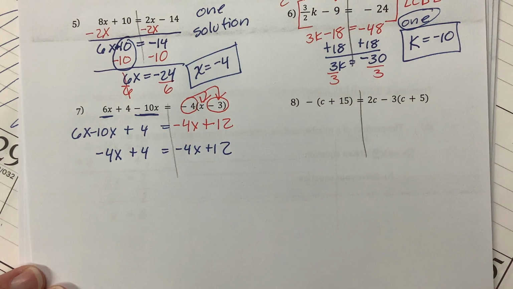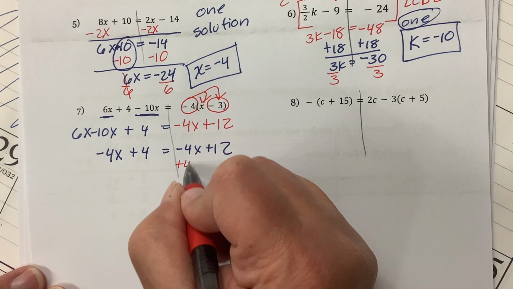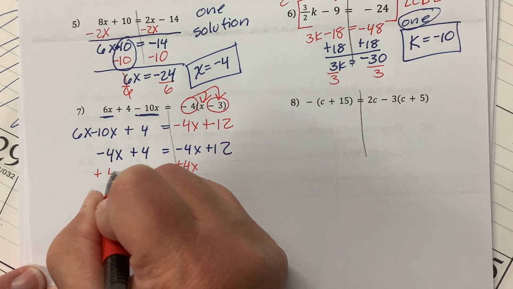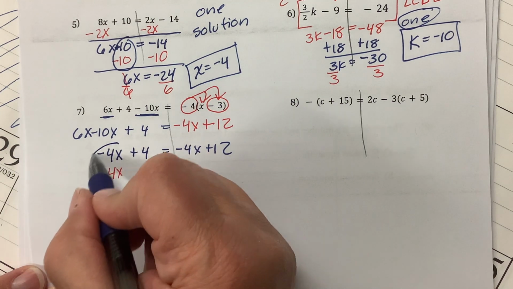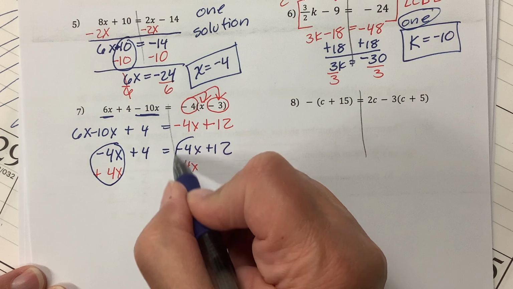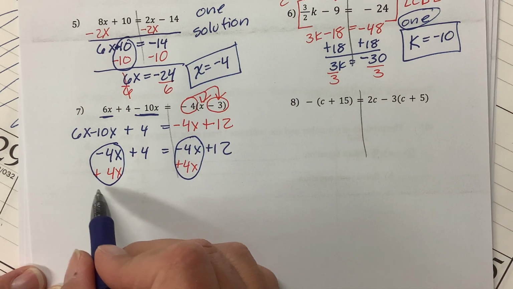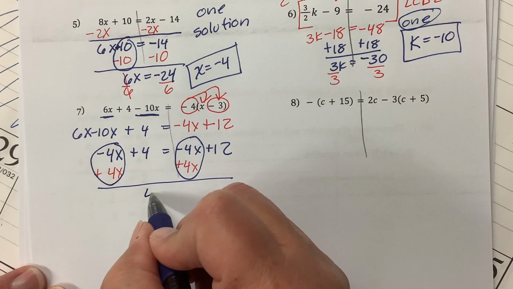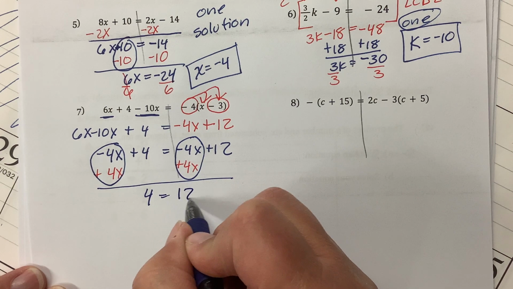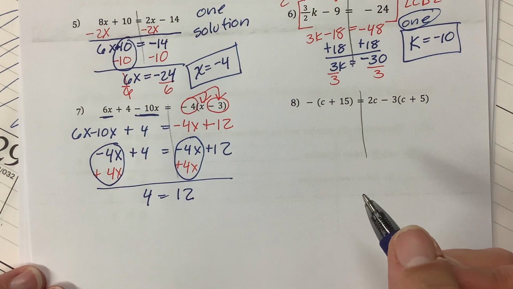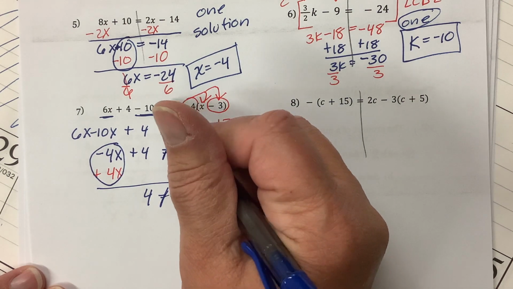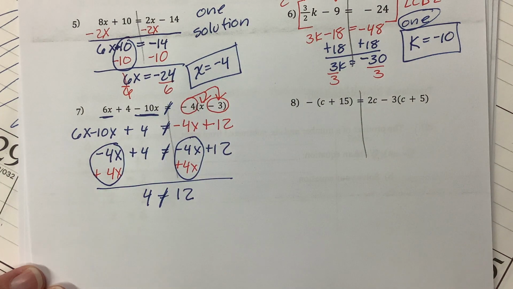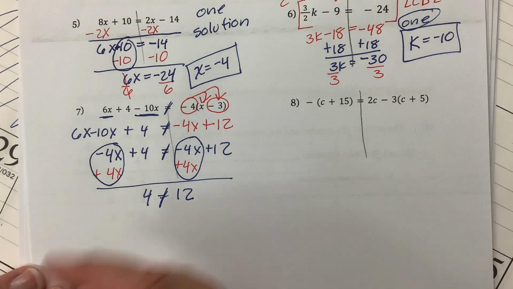All right, I need to get the x's together, so I'm going to add 4x to both sides. Positive 4x and negative 4x is 0. What's left is 4 equals 12. That's not true. 4 is not equal to 12. None of these are equal. For this, there is no solution.